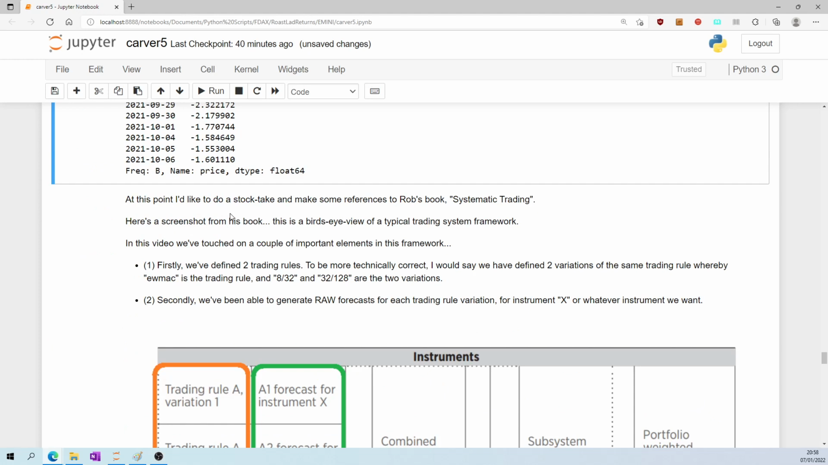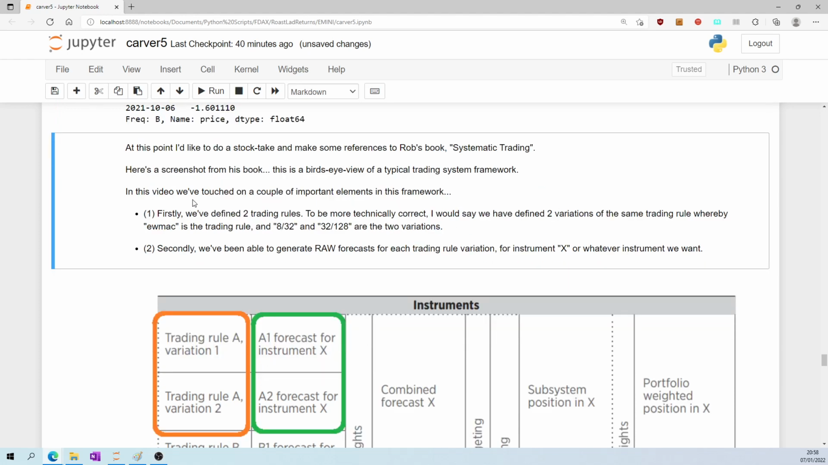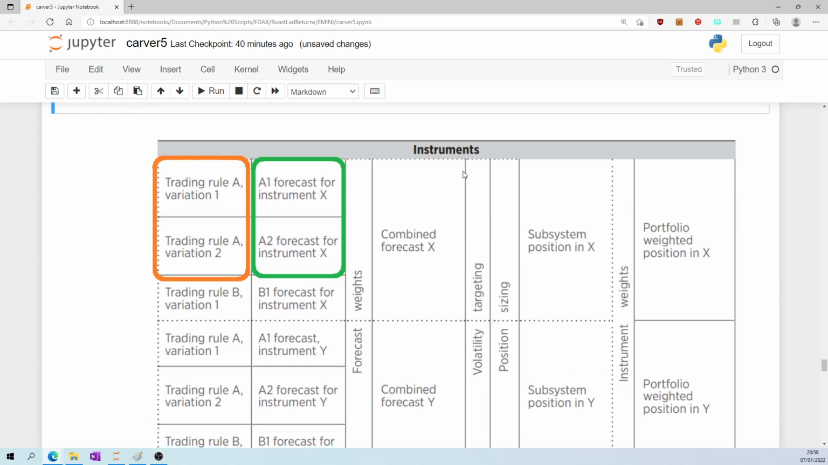At this point, I'd like to do a stock take and make some references to Rob's book, Systematic Trading. Here's a screenshot from his book. This is a bird's eye view of a typical trading system framework. There's lots of parts to it. But the point I want to emphasize is that in the code we've looked at so far, we've pretty much done two important bits of this framework. We have defined a couple of trading rules, and we have therefore been able to generate raw forecasts for instrument X, $, in this case.